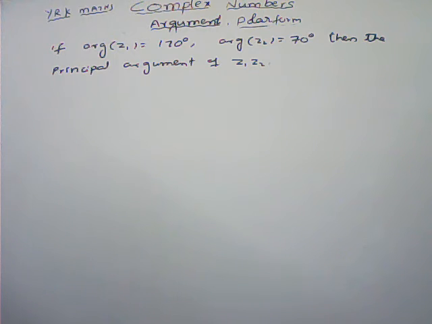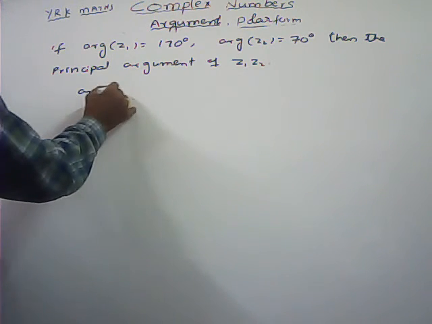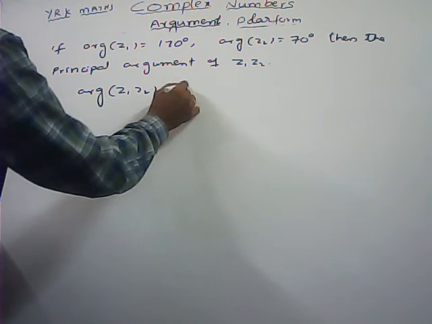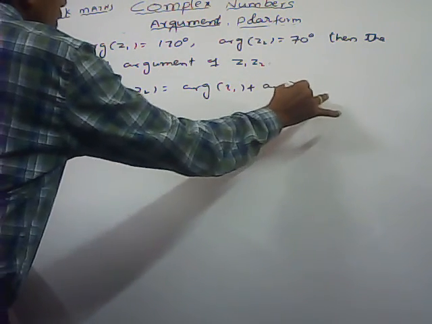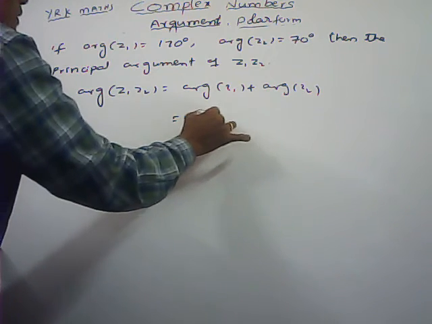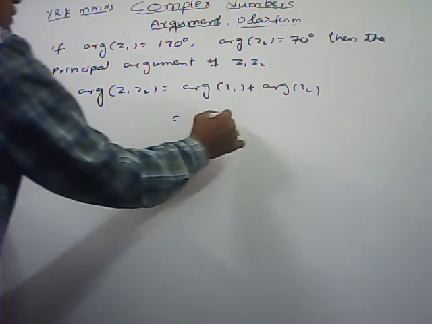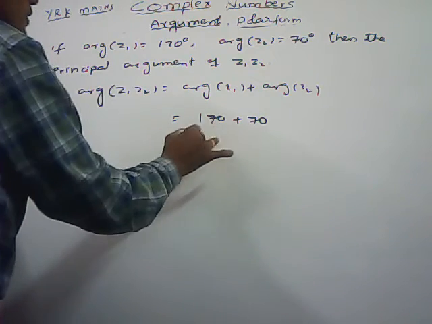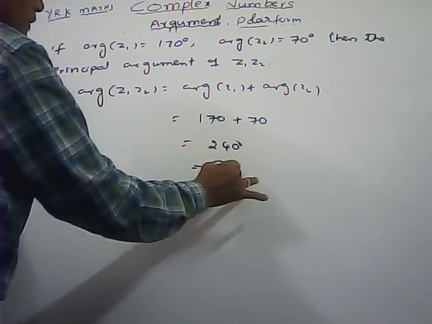Here, if argument of Z1 equals 170 degrees, argument of Z2 equals 70 degrees, then the principal argument of Z1 into Z2. Argument of Z1 into Z2 is equal to argument of Z1 plus argument of Z2. That is equal to argument of Z1, that is given 170, and argument of Z2, that is 70. That is equal to 240 degrees. That is 4 pi by 3.